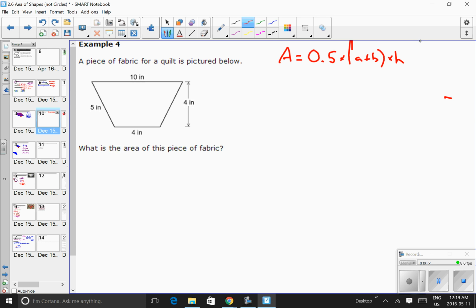Right, that's my formula. Now I'm going to label this thing. Remember, A and B were the parallel sides. So I'm going to call this A, call this B. And height was the distance between the two. So not this side length, but the distance between. It's this distance here, which is 4 inches. That's my height. So we're going to sub that into our formula here.